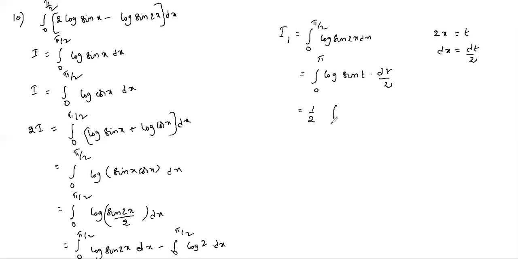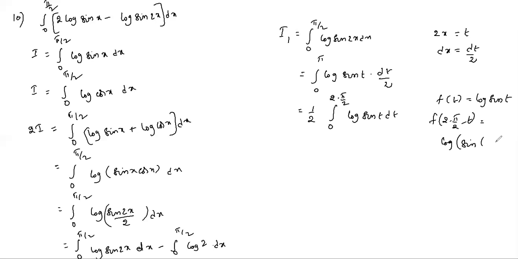So 1 by 2 outside, integral 0 to pi, which we can write as 2 times pi by 2, of log sin t dt. Here f of t is log sin t. Apply the 2a minus x property: f of 2 times pi by 2 minus t is log of sin pi minus t, and sin of 180 minus t is sin t. So log sin t, we are getting the same function: f of 2a minus x equals f of x. Then we can write 2 outside, 2 times integral 0 to pi by 2 log sin t dt. So 2 will cancel, and it is nothing but I.